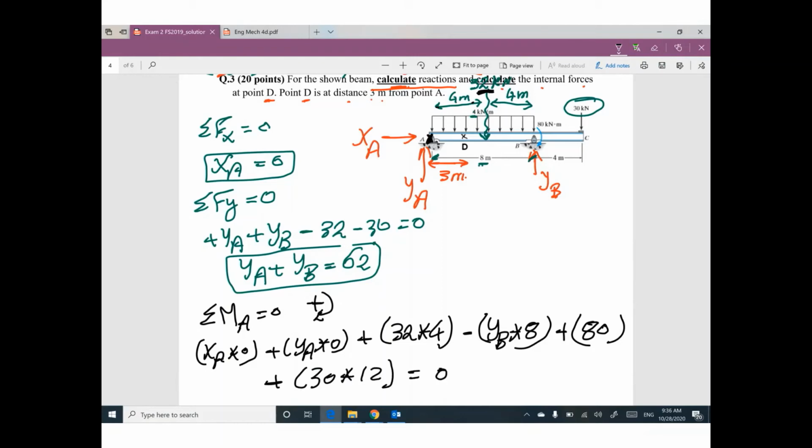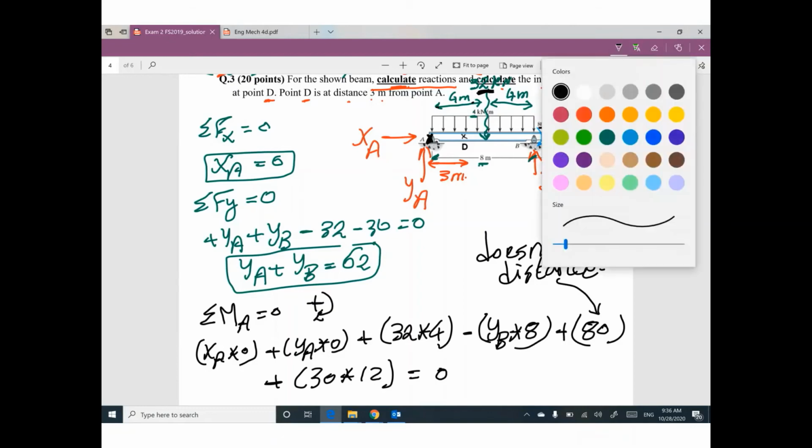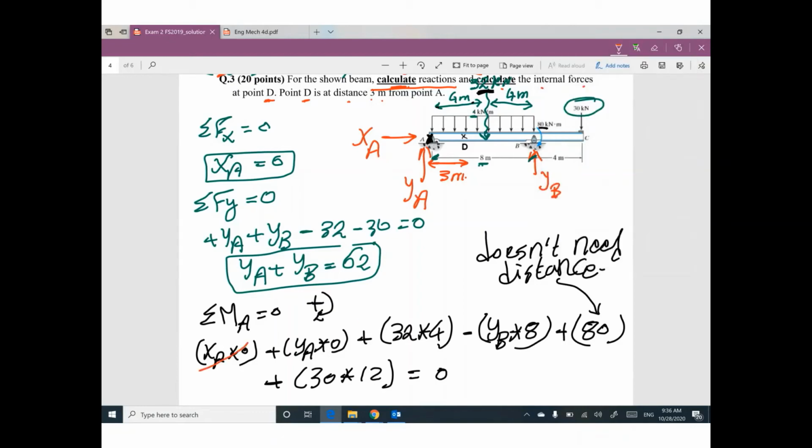Guys, please don't forget we have here a moment 80 kilonewton meter. This moment does not need distance. Remember this. This term will be cancelled. The only unknown is YB. So I can figure out the value of this reaction, 32 times 4 plus 80 plus 30 times 12 divided by 8. This value is 71.